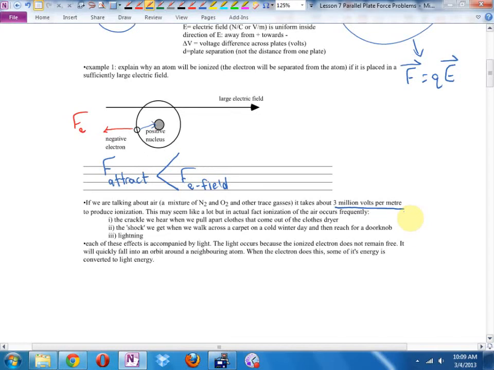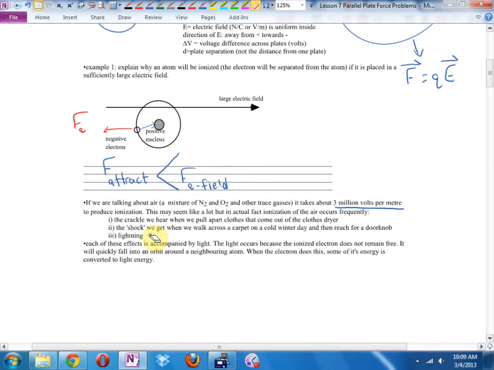Great, and that may sound like a lot, but actually it happens all the time. It is the crackle that we hear when we pull apart clothing that comes out of the clothes dryer. That's ionization occurring. It's the shock that we get when we walk across a carpet on a cold winter day and then reach for a doorknob. That's ionization occurring. Oh, and it's lightning. That's ionization occurring. Ionization of the air, of the atmosphere.